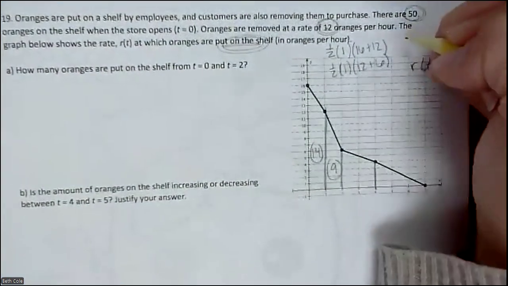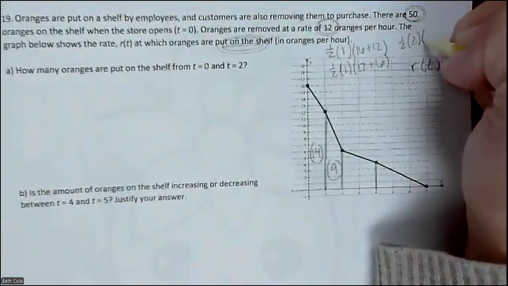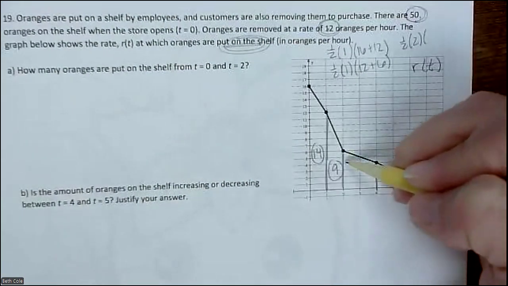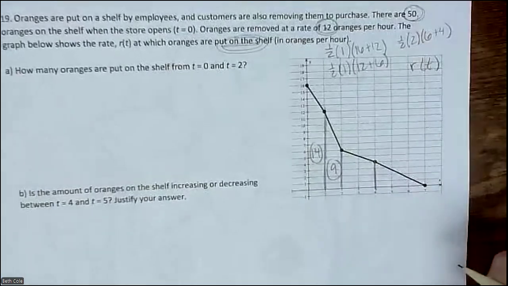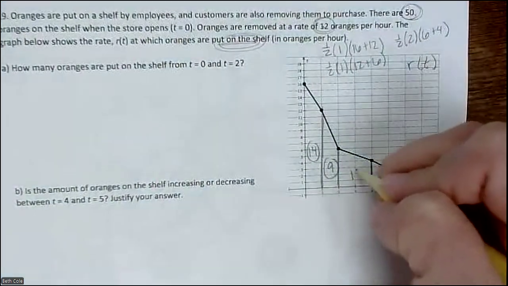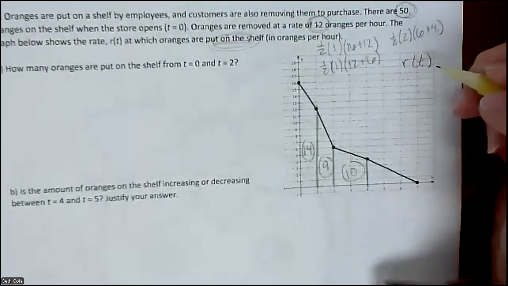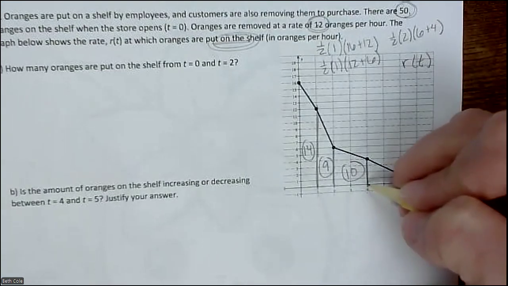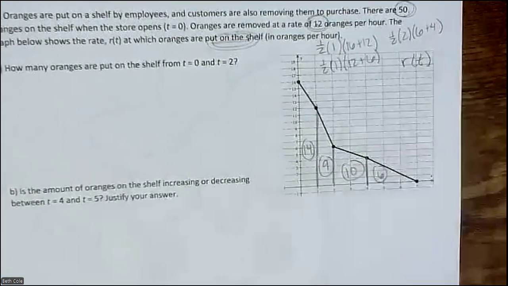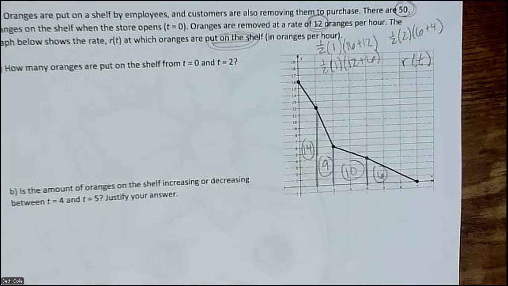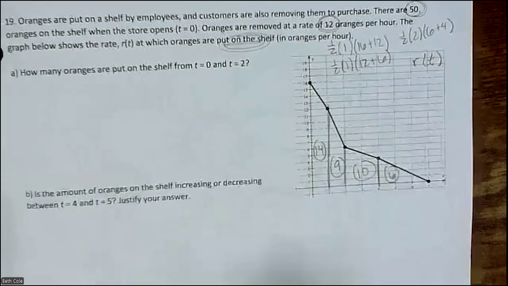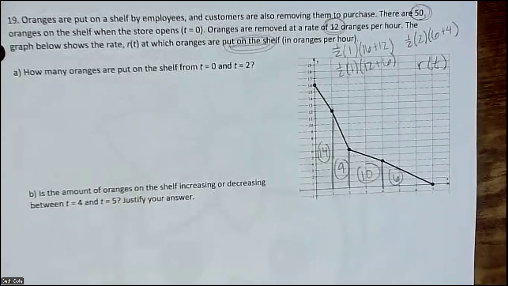Another one. 1/2, the height is 2. And then your bases are 6 plus 4. You're really good at trapezoids. So the 1/2 and the 2 cancel. That would just be 10. And then a triangle. So 1/2 base times height. Base is 3, height is 4. So half of 12, which is 6. Okay, cool. We found all of that. How many oranges are put on the shelf from 0 to 2? Don't skip the setup. You get a point for the setup, like what we just did on the other side of the paper. What's your setup?